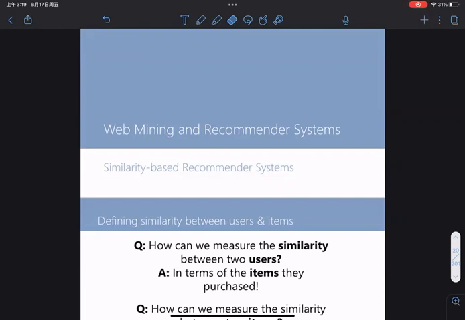And in this video, I'm going to introduce several similarities to build a similarity-based recommender. This is also the course content, what we learned in course CICE 255.